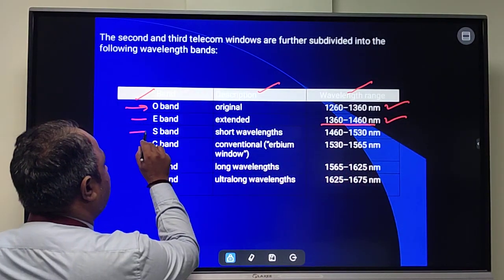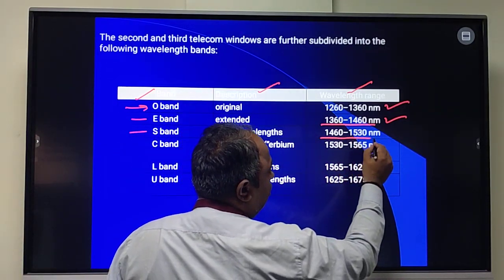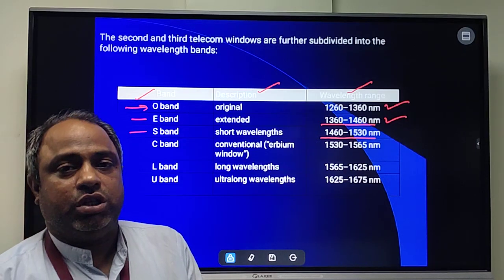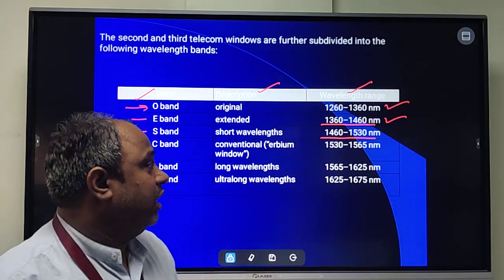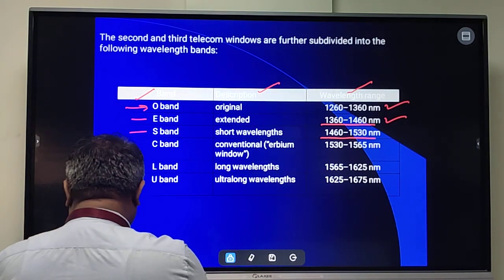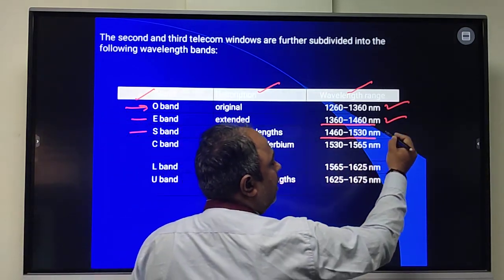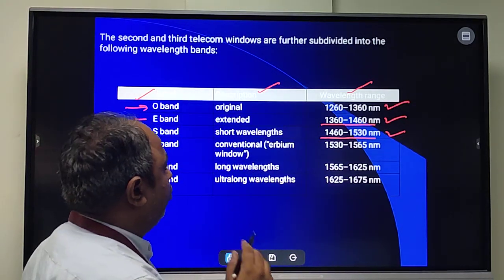Now the S band is the short wavelength band. The band of frequency is 1460 to 1530 nanometers. This is the mid of 2000 and 2005, where the signal strength is very high and the signal is effectively utilized. In that duration, the signal is used efficiently and effectively. We can send video, voice, audio, any kind of signal with multiple users.